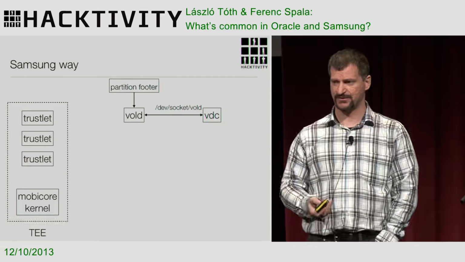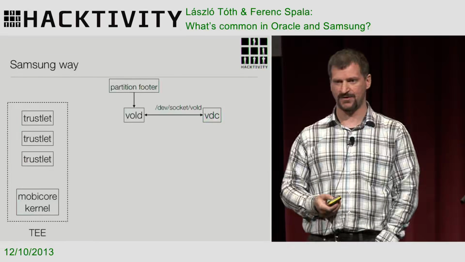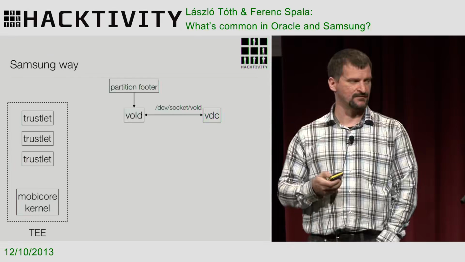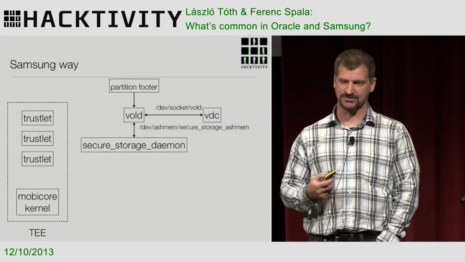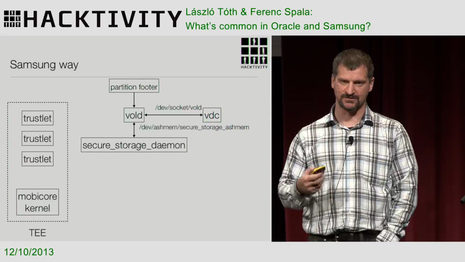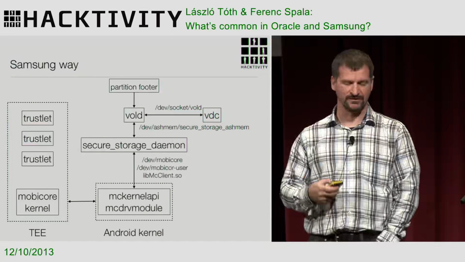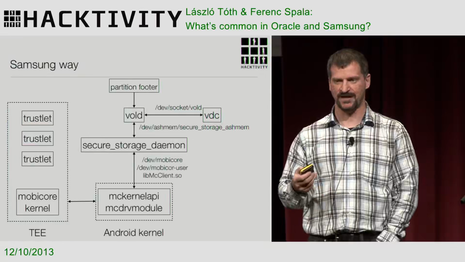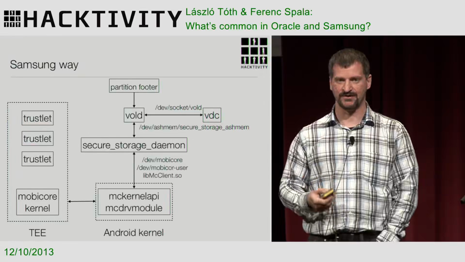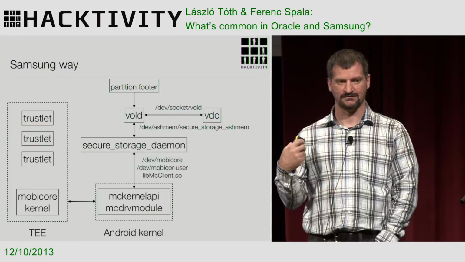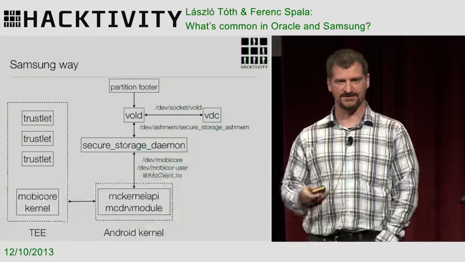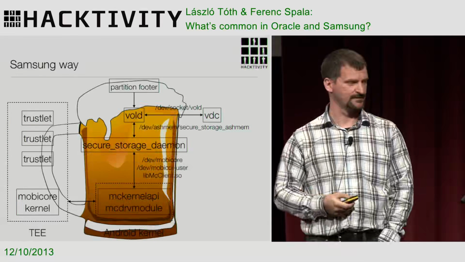However, the vold process is still there, and the vdc command can be used. Vold sends the data from the partition footer to the secure storage daemon. The secure storage daemon communicates through the kernel drivers, with the help of a client library, with the Mobicore environment. Maybe that's just me, but this one looks like a glass of beer.